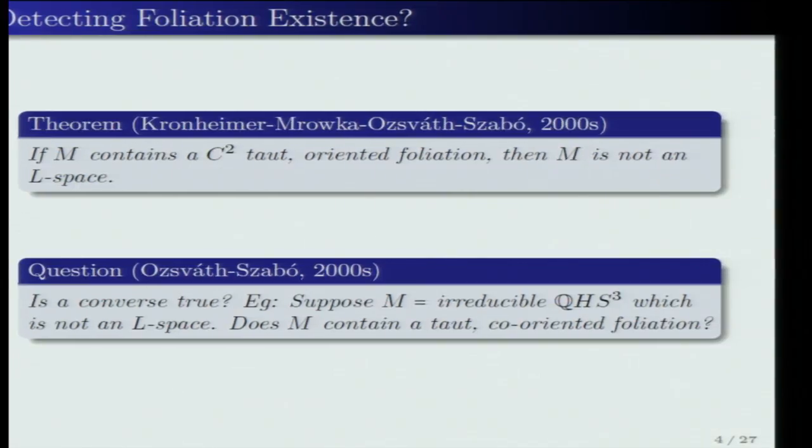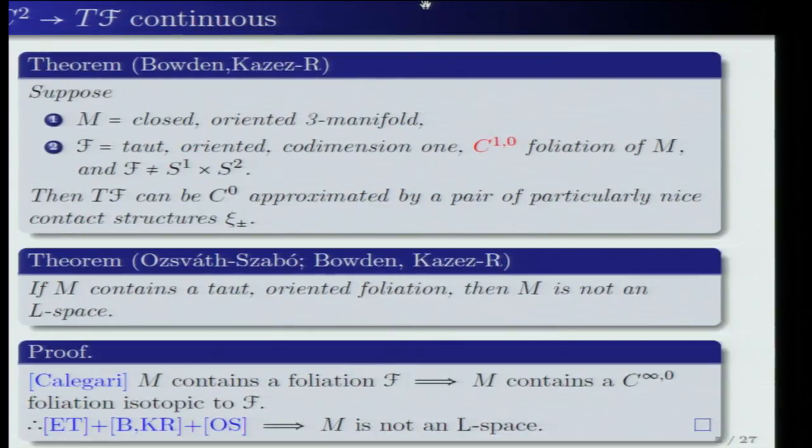One such is this theorem due to Kronheimer, Mrowka, Ozsváth, and Szabó. It tells us that if we have a C^2 taut oriented foliation, then M is not going to be an L-space. And Ozsváth and Szabó asked the question, is a converse true? For example, if M is an irreducible rational homology sphere which is not an L-space, is it going to contain a taut co-oriented foliation? Kazez and I, and independently Boden, proved that you can weaken the assumption of C^2 to the assumption that you have a continuous tangent plane field. And it's the same conclusion.